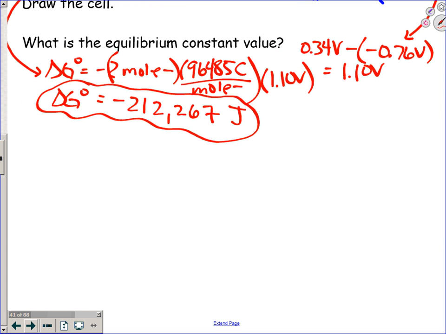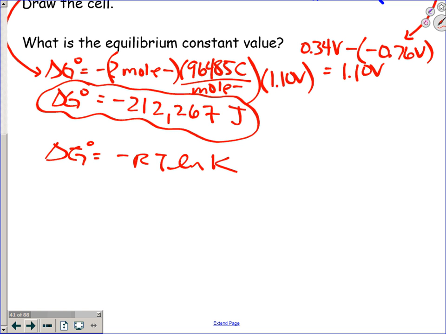All right, what equation comes to mind for finding K? Negative RT ln K, okay. So we have a large number. This is not the correct sig figs right now, so hold on. Negative, good. It's a galvanic cell, positive E cell, this is a negative delta G. Those correlations are good.